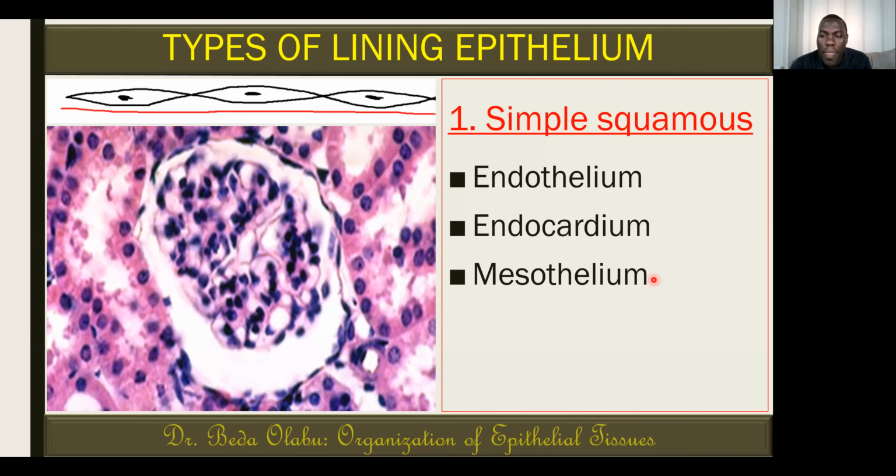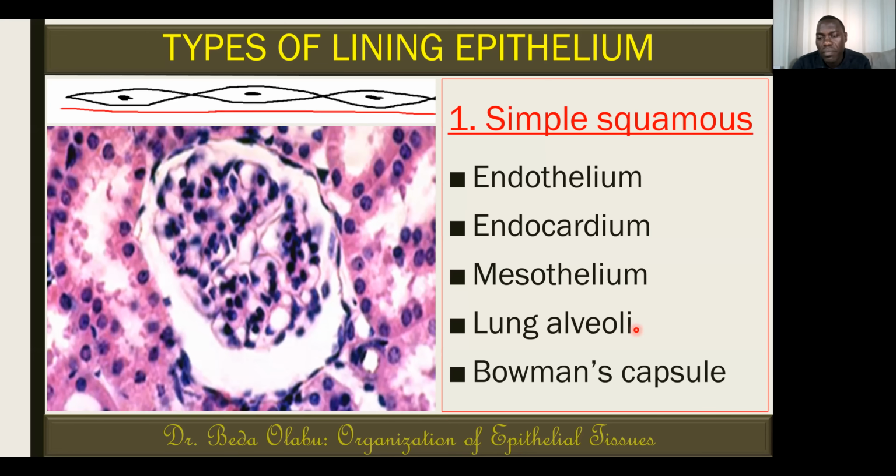So pericardium, peritoneum, and the pleura are examples of mesothelium, simple squamous epithelium. The alveoli of the lungs are also made up of simple squamous epithelium, and you understand they'll form a thin barrier for gas exchange. And lastly, we have the Bowman's capsule, also being lined by simple squamous epithelium. And the image we see here is actually the image of the Bowman's capsule.